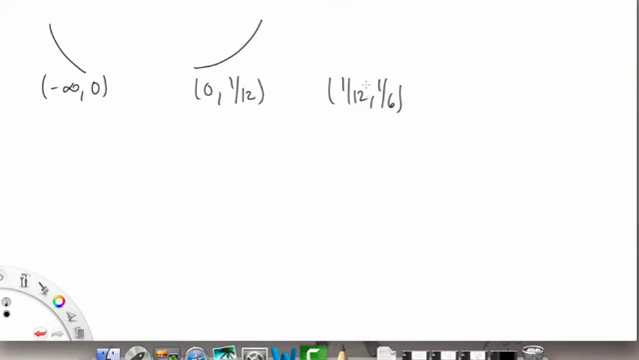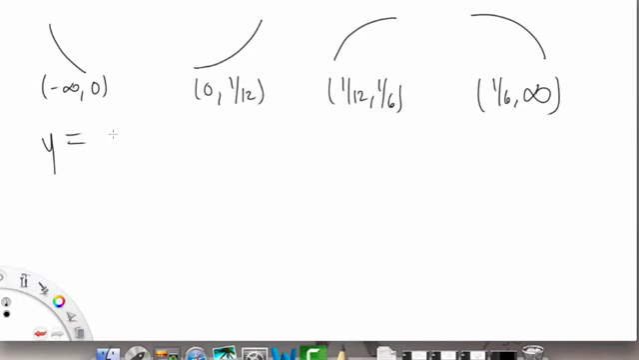We had something like this for the interval from negative infinity up to 0, and then from 0 to 1 over 12, we had increasing and concave up. And then from 1 over 12 to 1 over 6, we have increasing but concave down, like that. And from 1 over 6 to positive infinity, we have decreasing and concave down, like that. So we have these 4 different pieces here, and we're just going to piece them together.